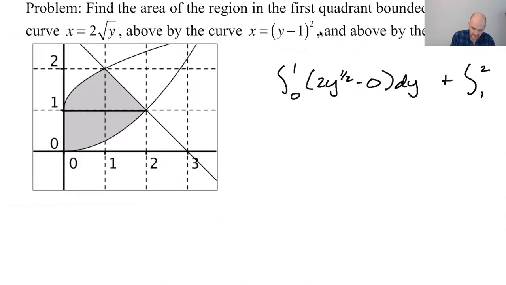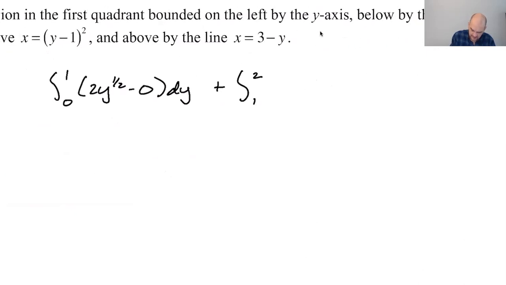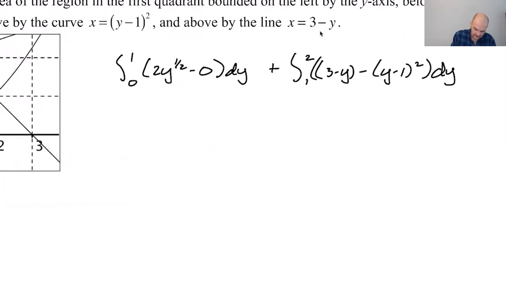And then the right-hand curve is this, which is 3 minus y, and the left-hand curve is this, which is the quantity y minus 1 squared. So it's going to be parentheses 3 minus y minus quantity y minus 1 squared, dy. All right, that's going to work. So let's see if we can do it.